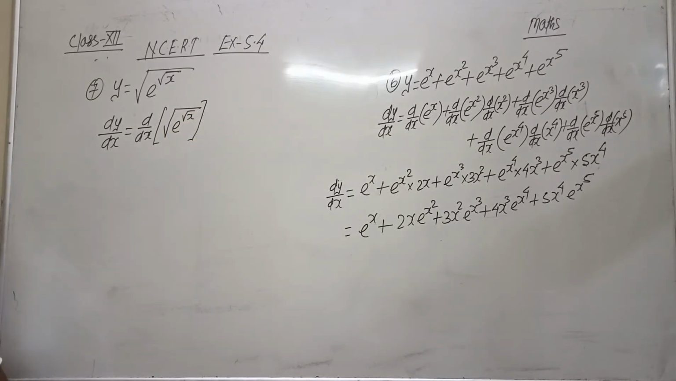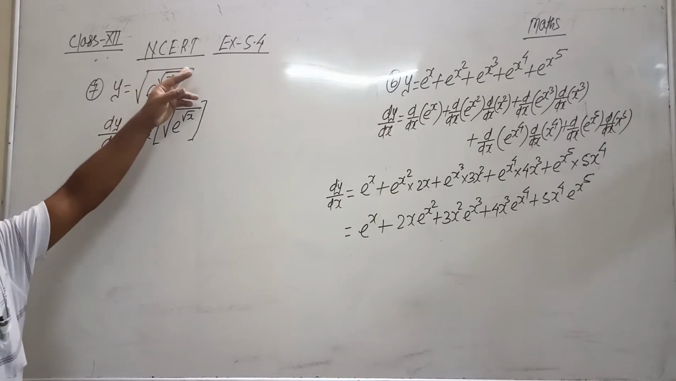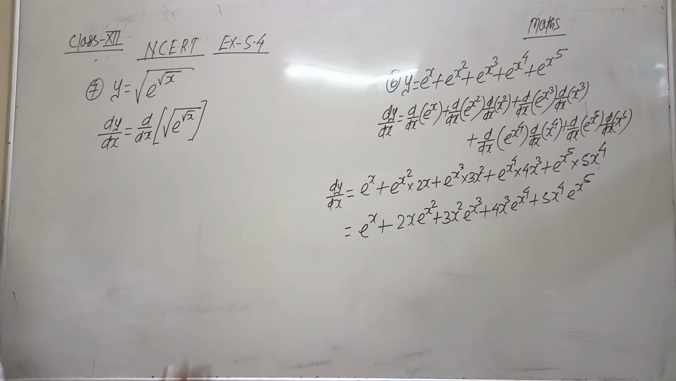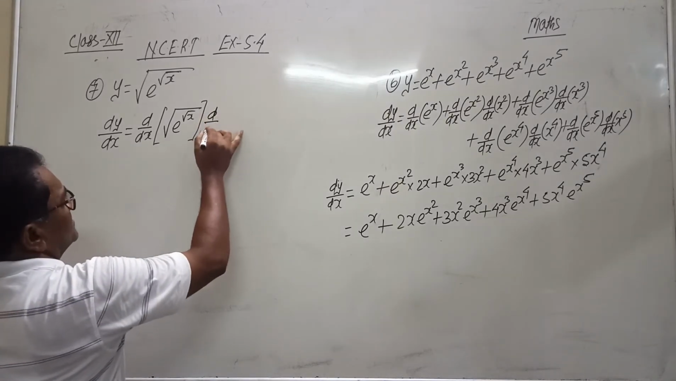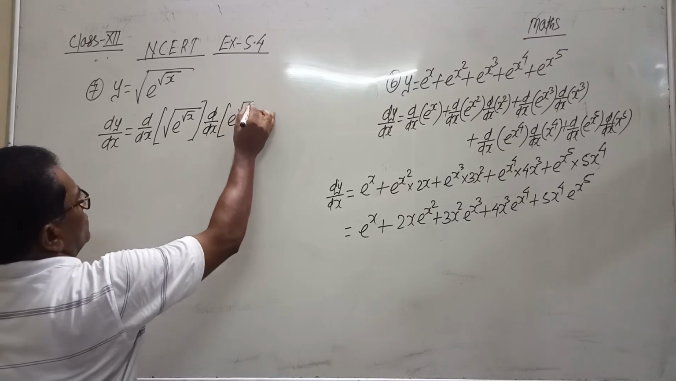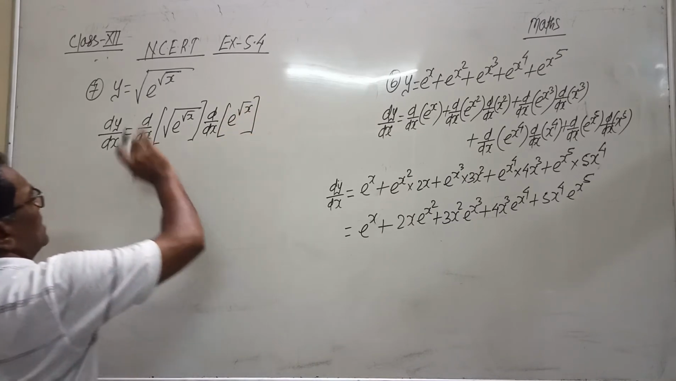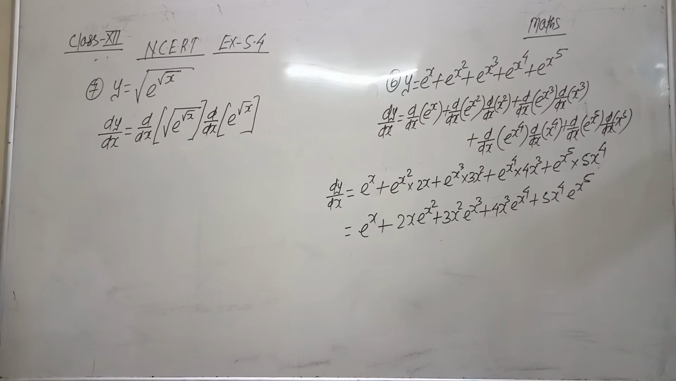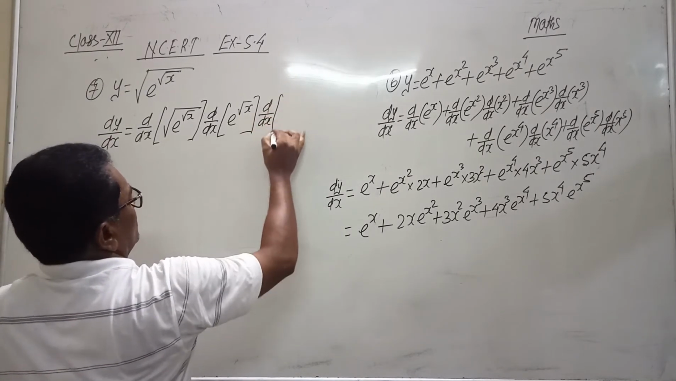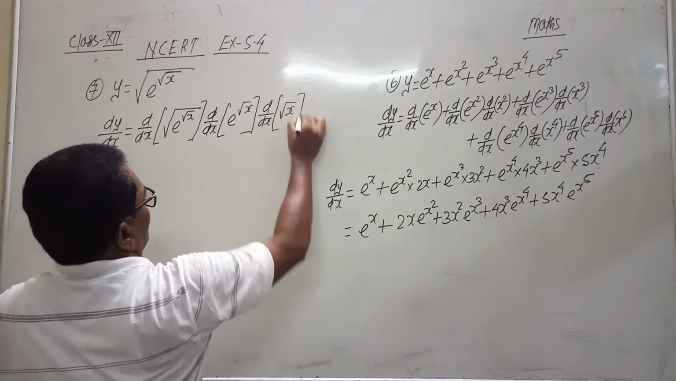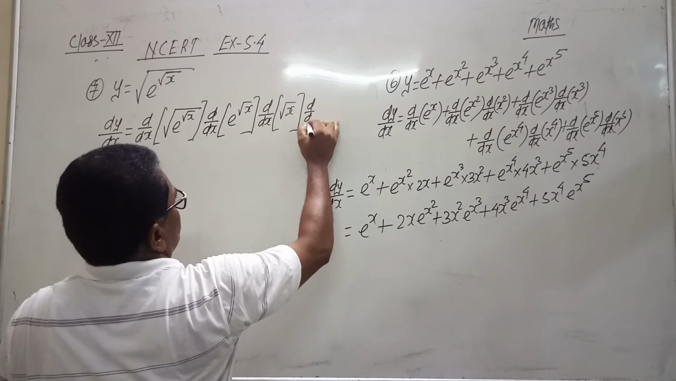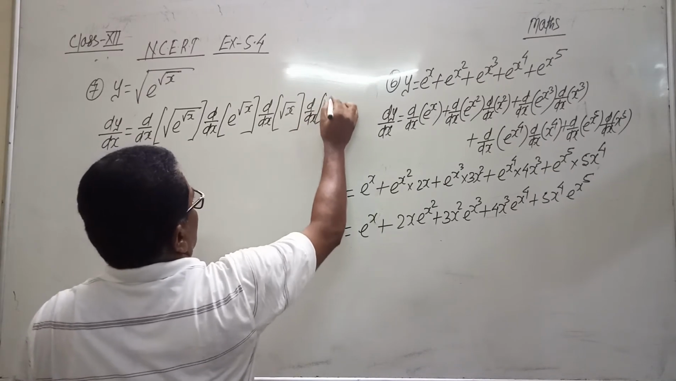Now drop the whole square root. This whole square root is to be dropped. So it comes d by dx of, it remains e raised to the power root x. Now drop e. So it gives d by dx of root of x. Then drop root. So it gives d by dx of x.